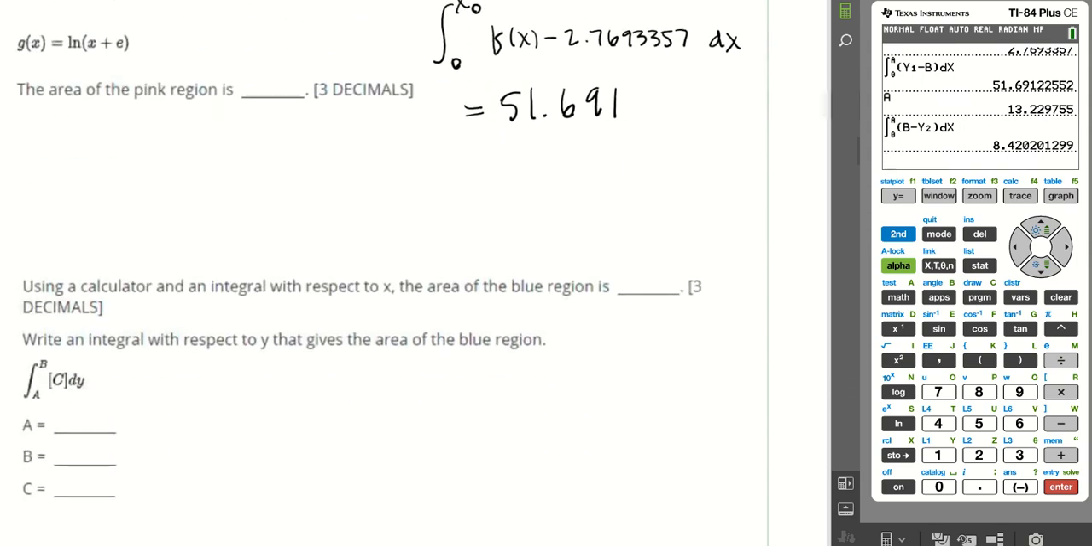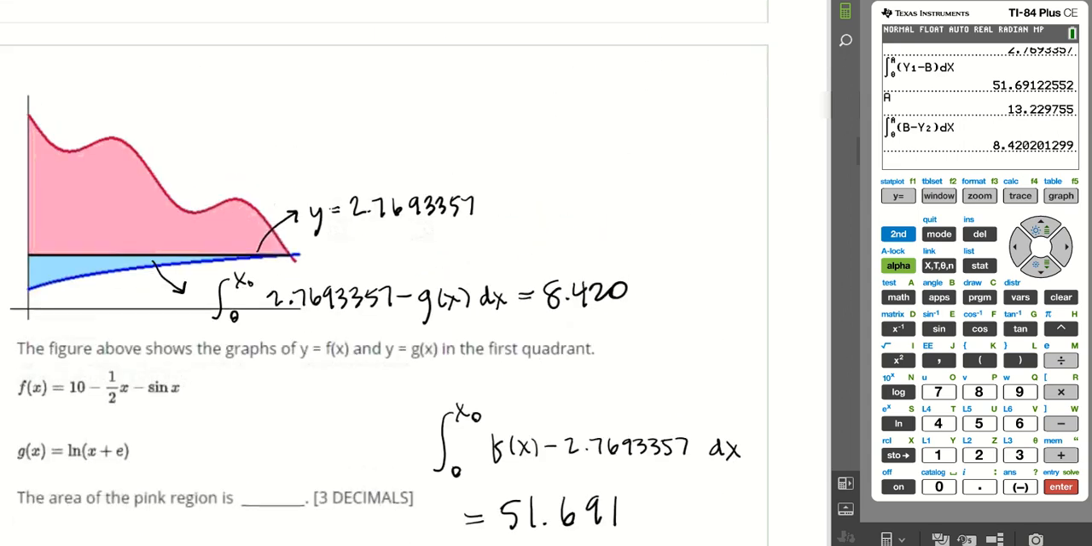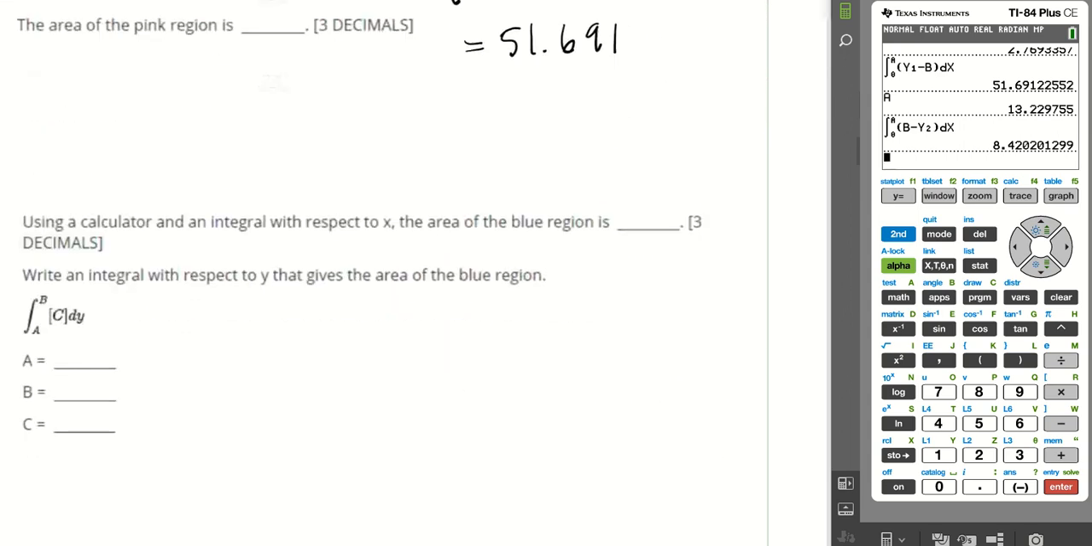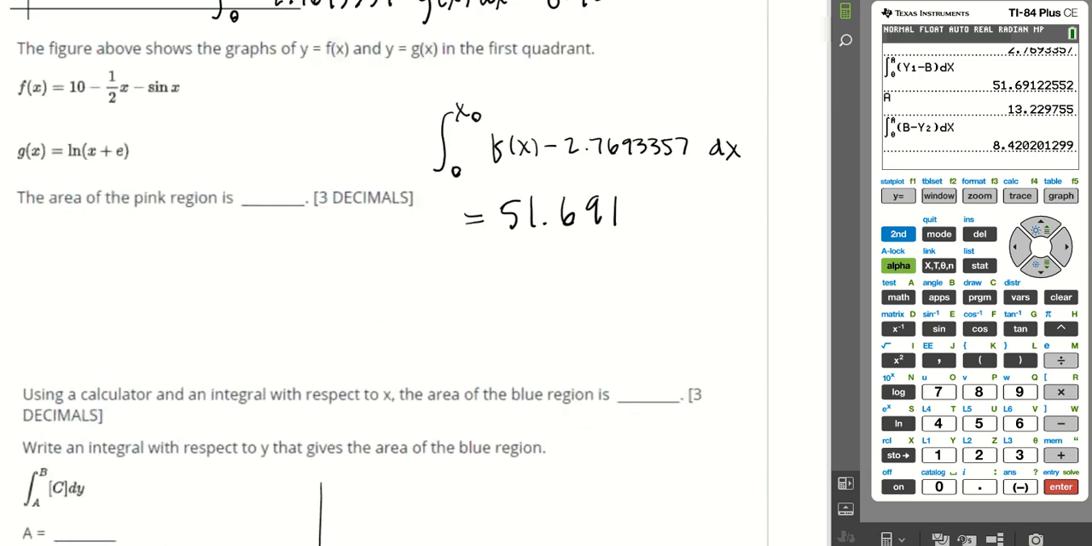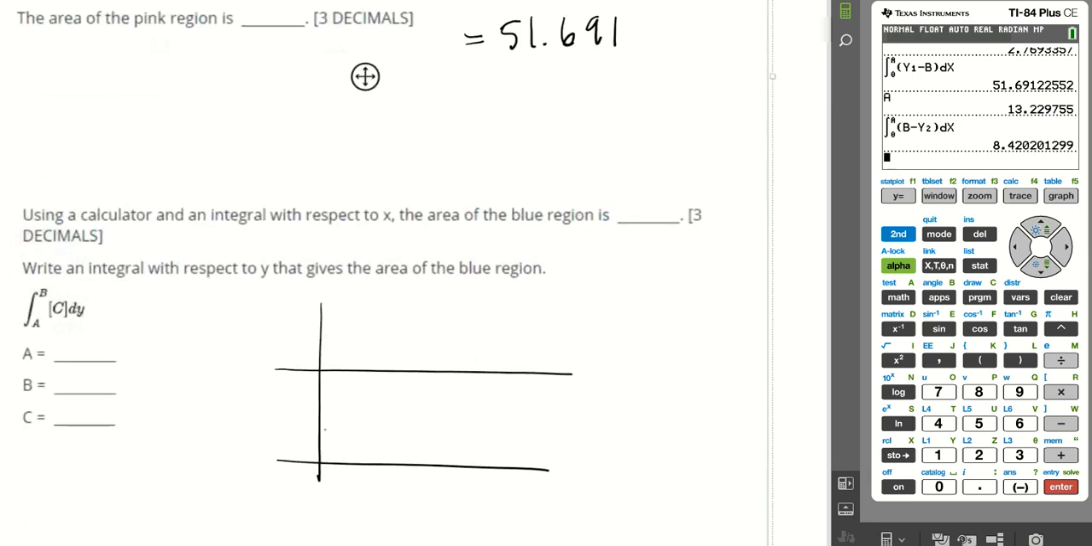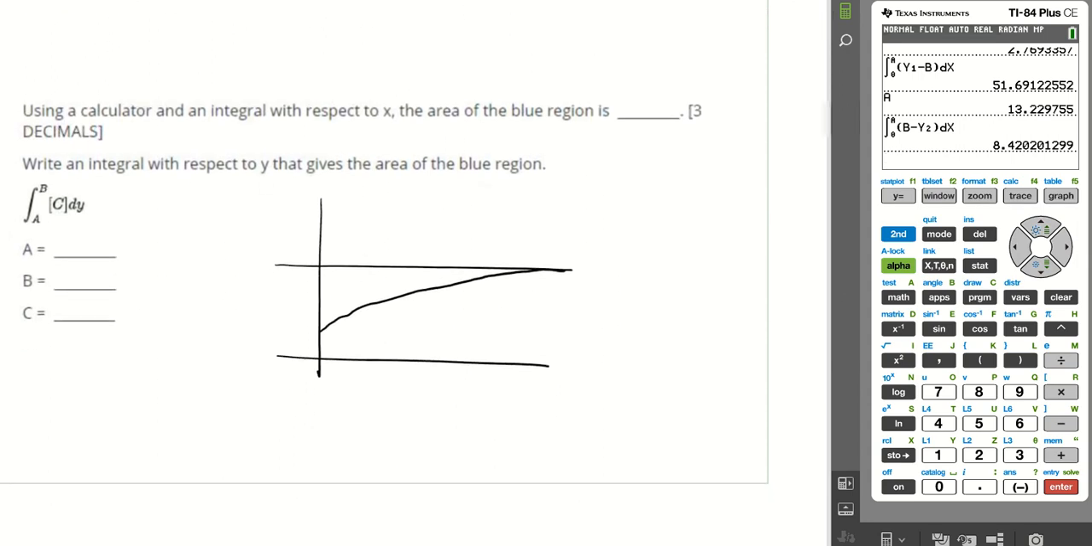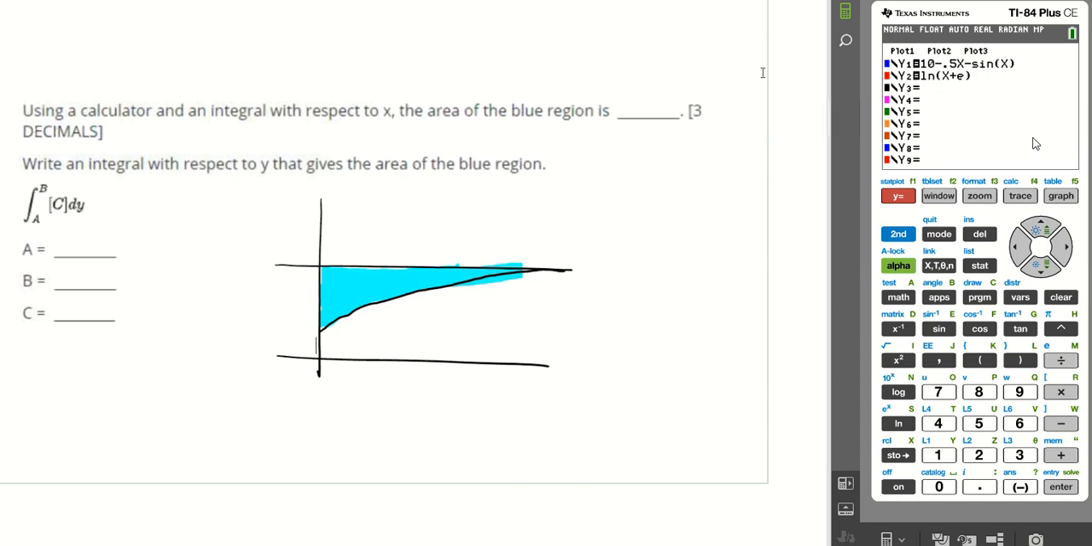And that's, oh, okay, and then write an integral with respect to y that gives the area of the blue region. I'm going to actually just kind of replicate the blue region. And did it go through the origin? No, it came from about there. Okay, that's the blue region. And maybe I could even, right, now it's shaded blue, so it looks the same. So this is y equals log of x plus e.